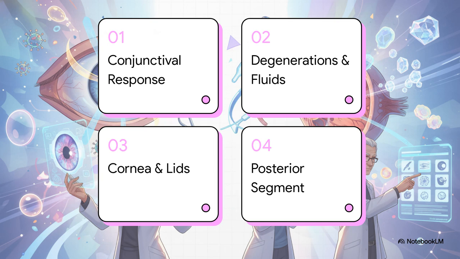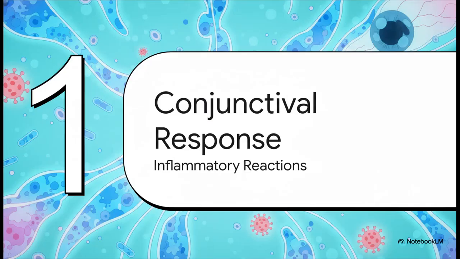To do this, we'll essentially mimic a precise clinical workflow. First, we'll look at the conjunctival response, then dive into degenerations and fluid shifts. From there, we'll examine cornea and eyelid architecture, and finally, wrap things up with posterior segment pathologies. All right, let's kick things off with Section 1, the conjunctival response.